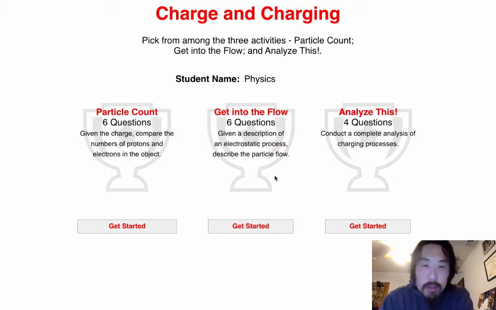Today we're going to do some concept builder questions. I want to do the get into the flow questions, because that's what we went over. If you want to do the particle count, that is a-okay. It gives you a well-rounded idea of all the static stuff, and same with the analyze this. But let's do the get into the flow. Let's do a couple of questions.